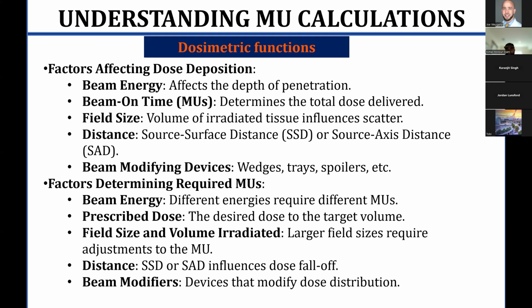For those of you who do TBI, you may have encountered spoilers, which essentially are used to modify the surface dose, particularly in cases where increased superficial dose is required. And so when we look at the factors required in determining the MUs at a particular point, you have beam energy, prescribed dose, field size, distance, as well as beam modifiers.